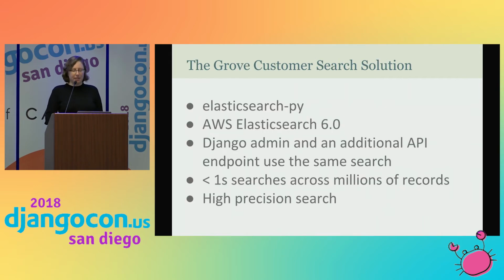All right, so this was our final solution. We went with the lower level Elasticsearch API to have parity with the website documentation. We finished on Elasticsearch 6. We haven't had a reason to move to 6.4 simply because every time our data models change, 6 seems to do fine for us. Our Django admin uses the same search as an API endpoint that we have, so we achieved that goal and we preserved our admin.